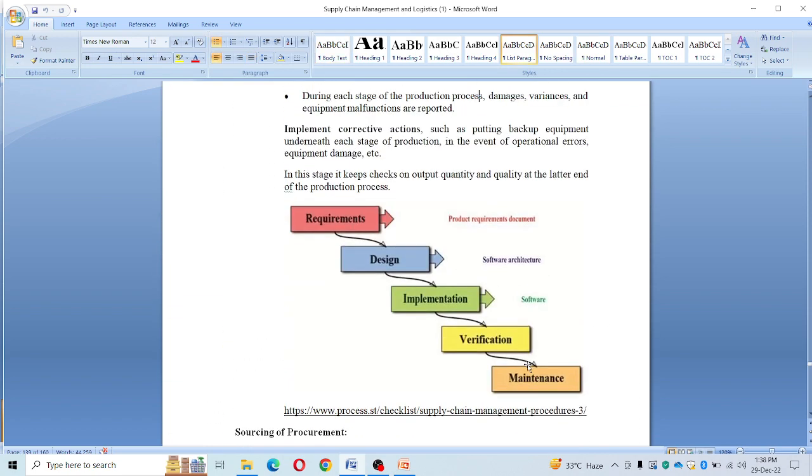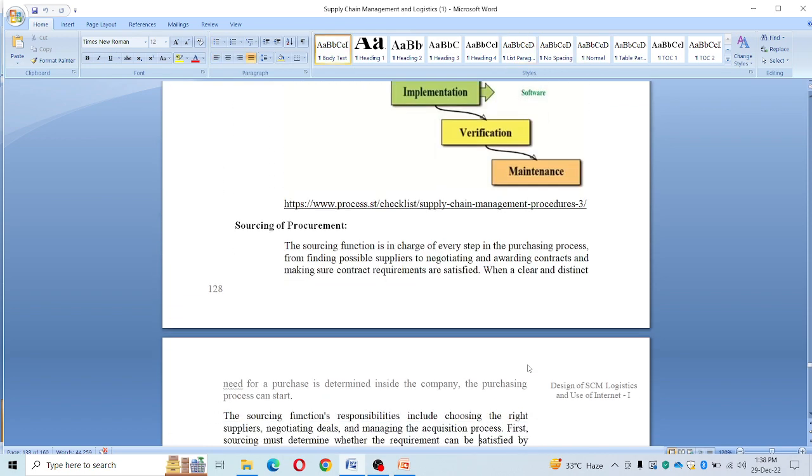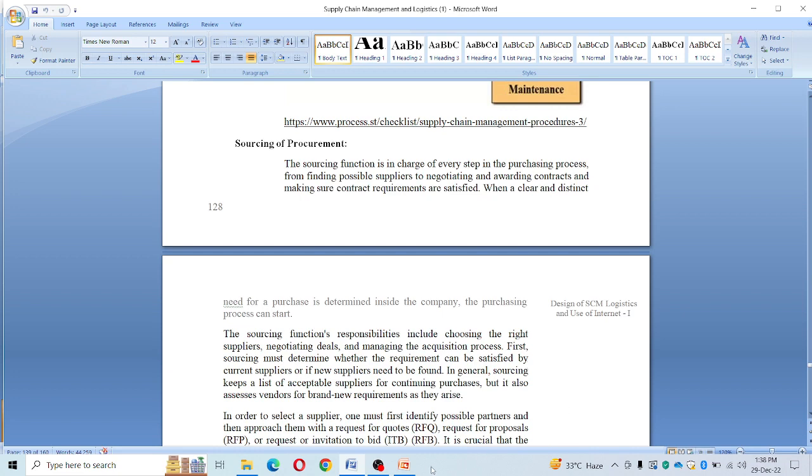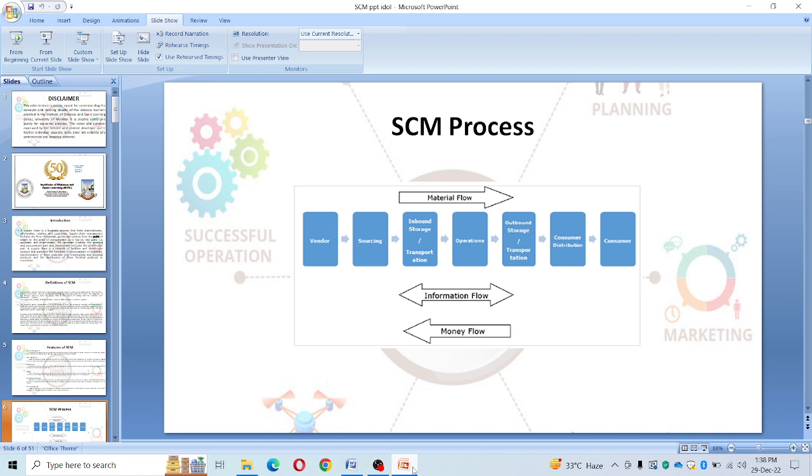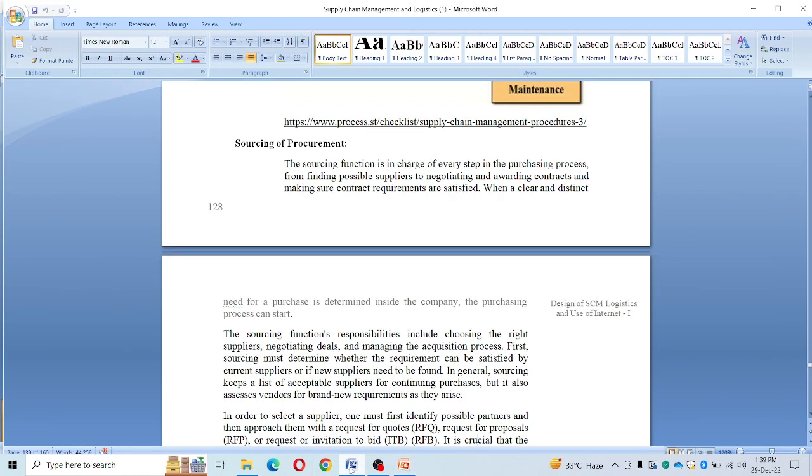Now we have sourcing of procurement. So in this particular diagram we have already seen where sourcing is placed in the entire supply chain process. Sourcing is placed between vendor and manufacturer. Okay, sourcing मतलब raw material components का vendor से खरीदी करना.